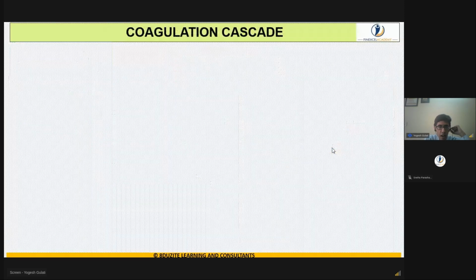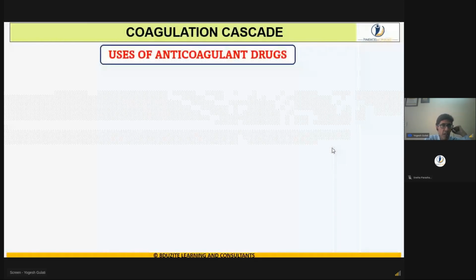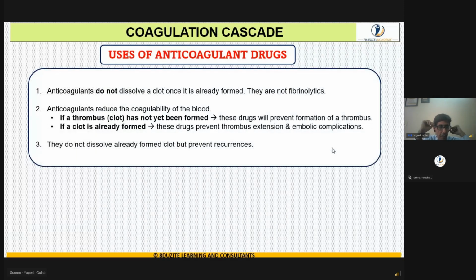Okay. Now I move to the most important slide, which is why are they used? What is the indication of using anticoagulant drugs? One important question: we always think that anticoagulant drugs dissolve a clot. Anticoagulants do not dissolve a clot once it is already formed. So if a clot is already there, it will not dissolve it. They are not for dissolving a clot. There is another group of drugs which are known as fibrinolytics. Fibrinolytics dissolve the clot.